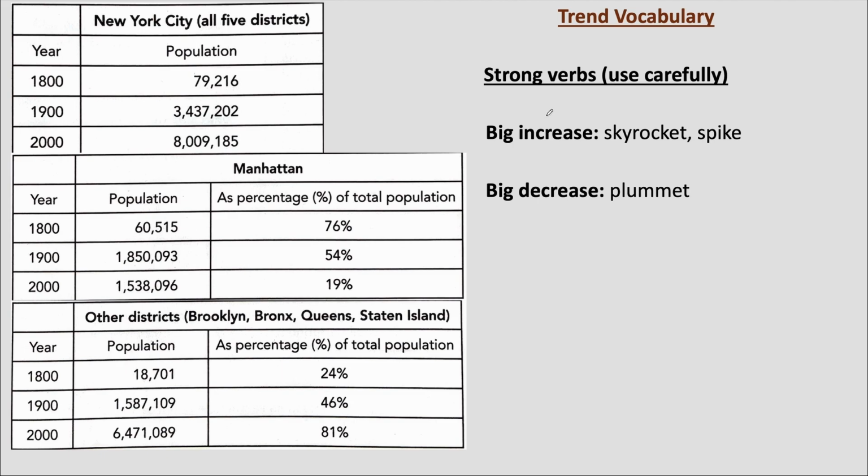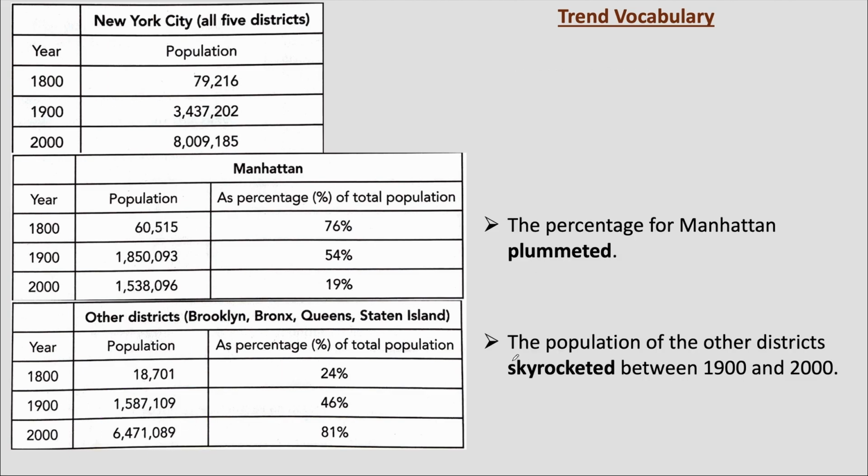Sometimes, for a very big change, we can use strong words, but we need to use them carefully. Skyrocket and spike mean increase sharply, and plummet means decrease sharply. In this question, we can use these when talking about the population of other districts between 1900 and 2000. The population of the other districts skyrocketed between 1900 and 2000. However, the percentage in Manhattan plummeted.